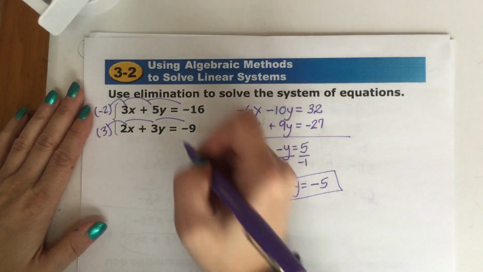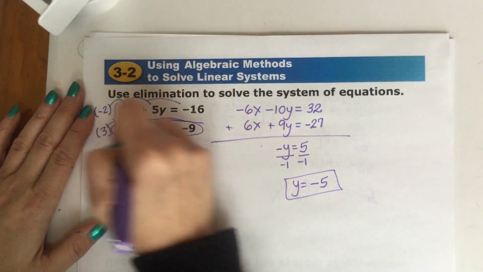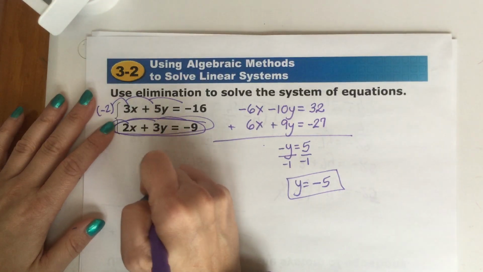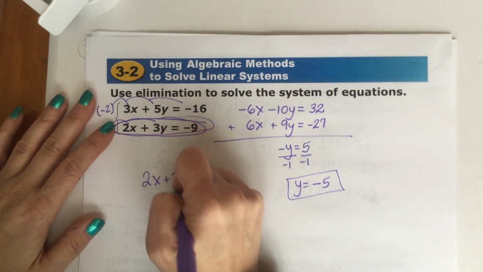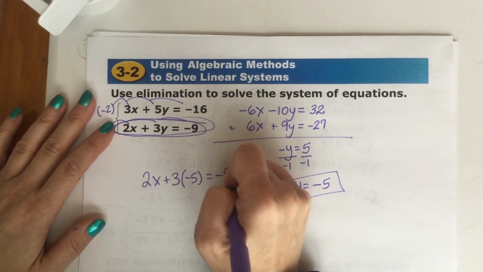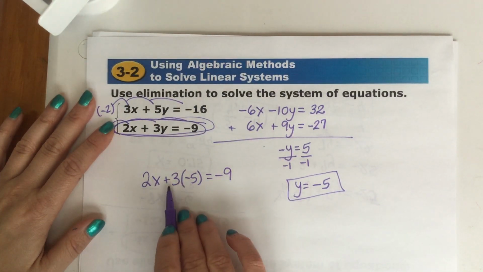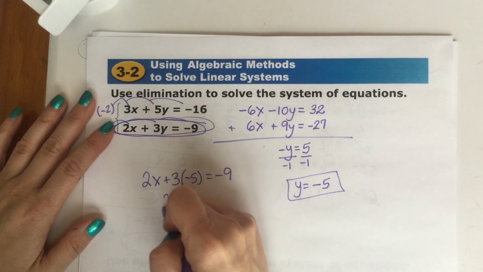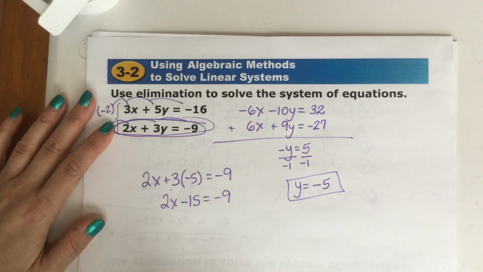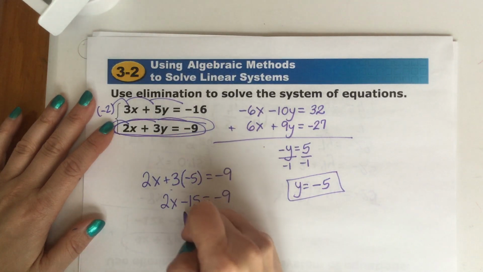Now to find x, you go back to one of the original equations. I've been selecting the top, so this time I'll go ahead and select the bottom. 2 times x plus 3 times y. Y is really a negative 5 equals negative 9. I can take positive 3 times negative 5. Positive 3 times negative 5 is negative 15. Now I add 15 over.